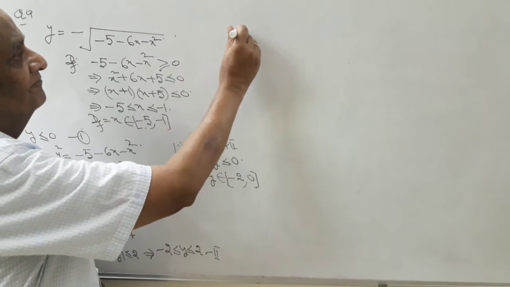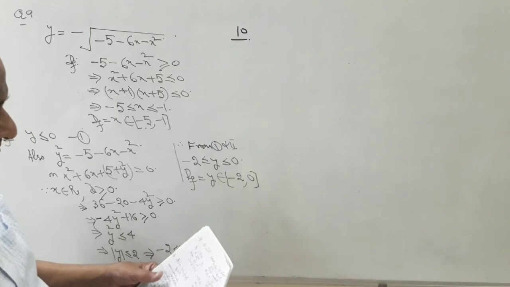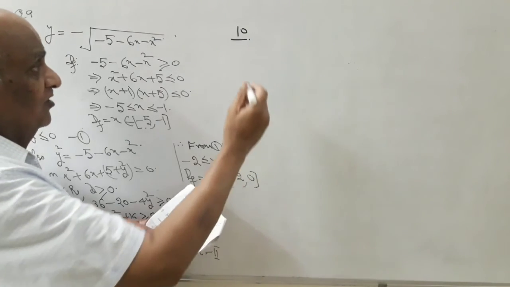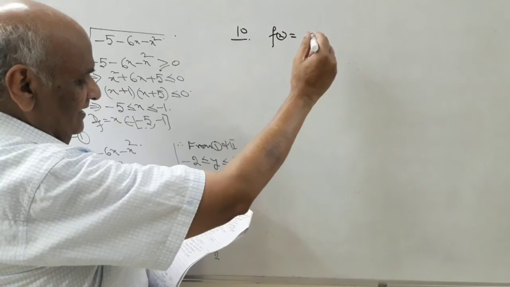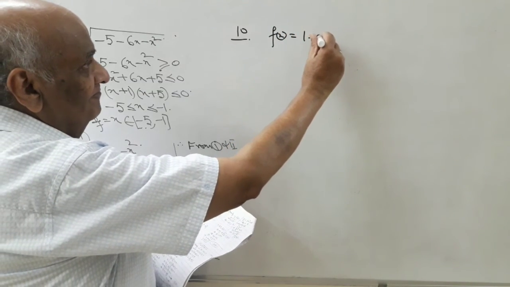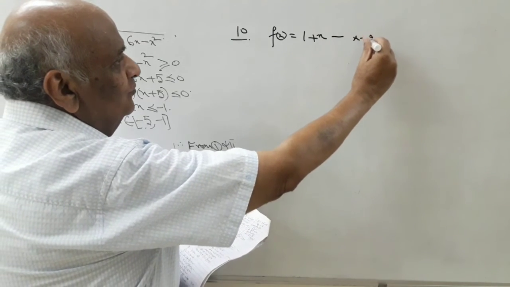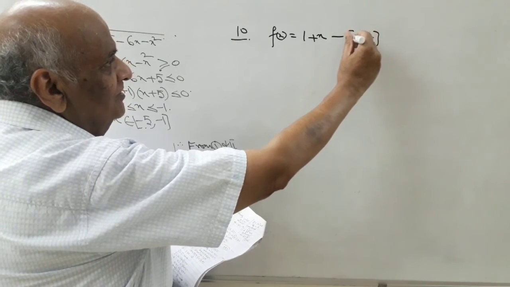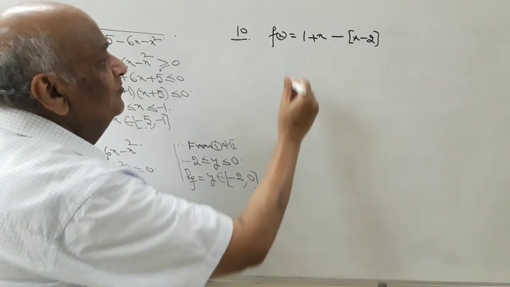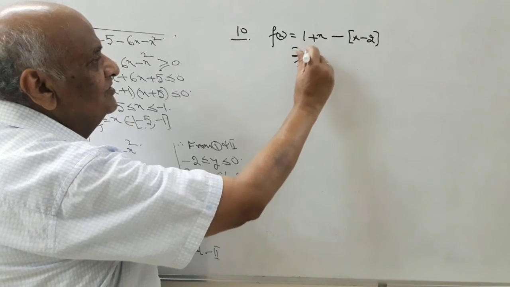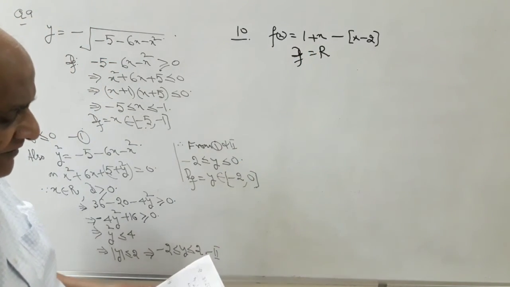Question number 10. This is a bit different type of question. The domain and range of f(x) = 1 + x − [x − 2], where [ ] is the integer function. Look, the domain is no problem. The domain of the function is all real. x can have any value.